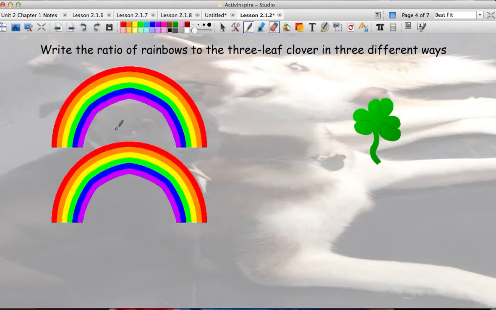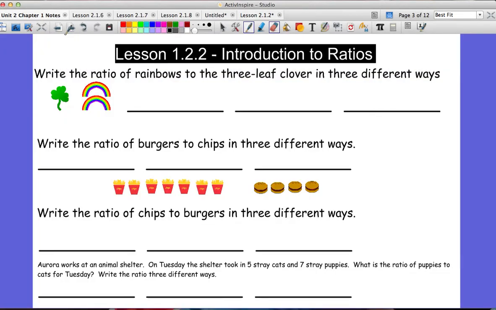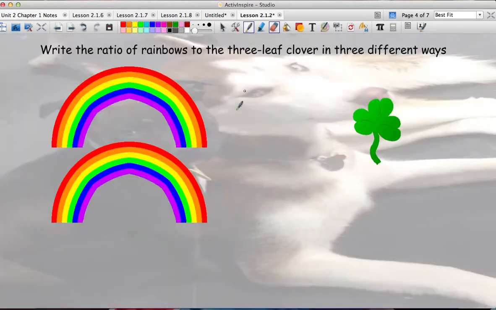All right, so what I'd like you to do, I'd like you to take a minute. I know that you have these in your notes, and I would like you to try this first one on your own. I would like you to write the ratio of rainbows to 3-leaf clovers in 3 different ways. When you come back, we'll go over your answer.